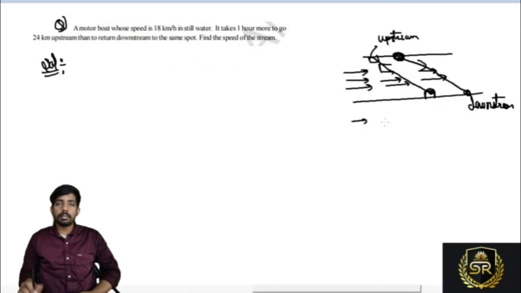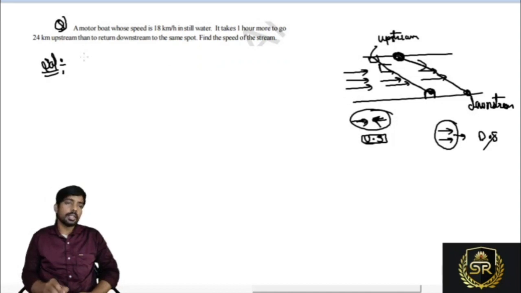Here in the upstream, the speed of the water and the boat speed are opposite in direction. In downstream, the speed of water and the speed of the boat are in the same direction. Okay, in downstream we have water speed and boat speed both in the same direction. Same direction means addition of the velocities. Opposite means subtraction of the velocities.